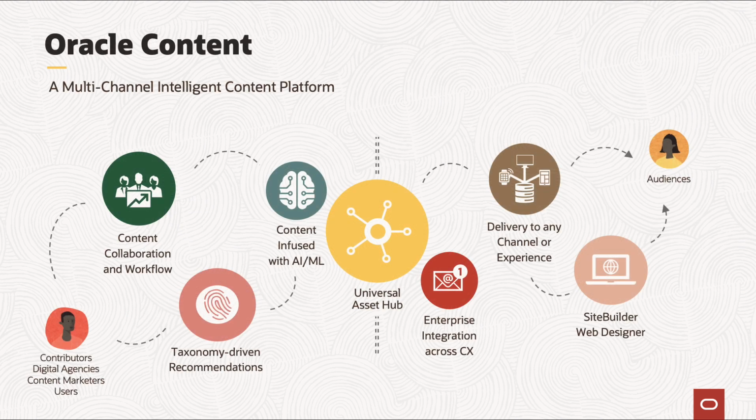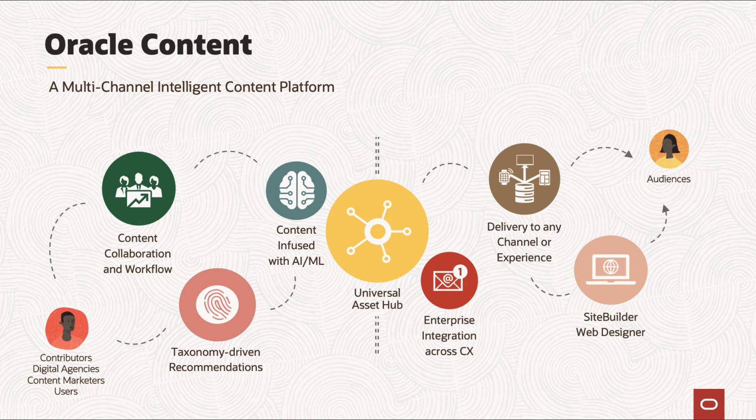Oracle Content Management is a multi-channel intelligent content platform that offers robust content management system capabilities on an API-friendly platform. It provides effective collaboration for contributors, digital agencies, content marketers, and users, helping them to work more efficiently within and across teams. It is able to streamline content creation with flagging, approval, and publishing workflows. Taxonomy is a hierarchy of categories to organize the content. Oracle Content Management provides taxonomy-driven recommendations.